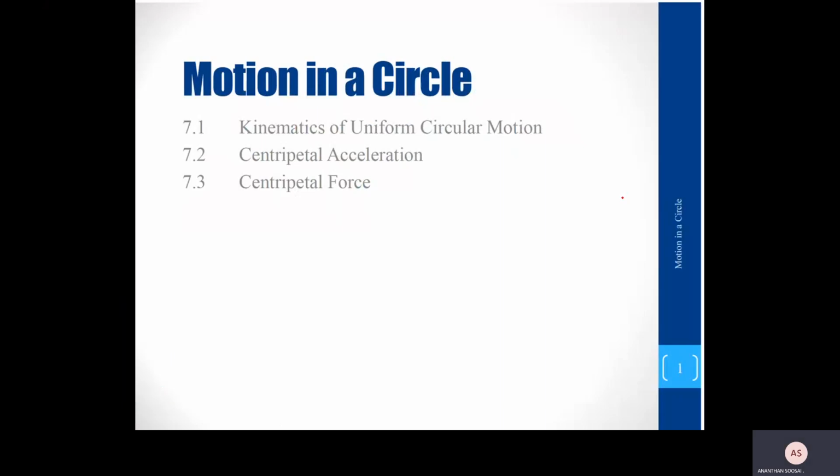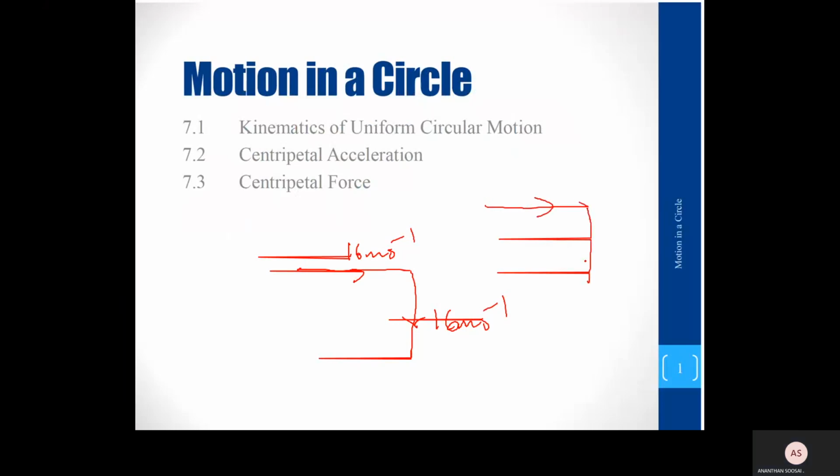Okay, so you still remember that day in AS, the first topic, vector changes, vector subtraction? Let's say an object moves with 16 meters per second to the right, and then immediately makes a turn downwards, 16 meters per second. So it's moving to the right and then moving downwards. So what is the change in velocity?